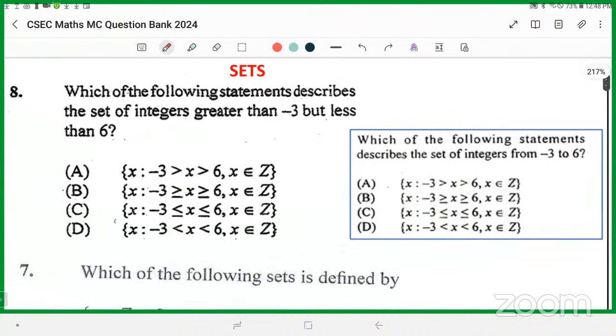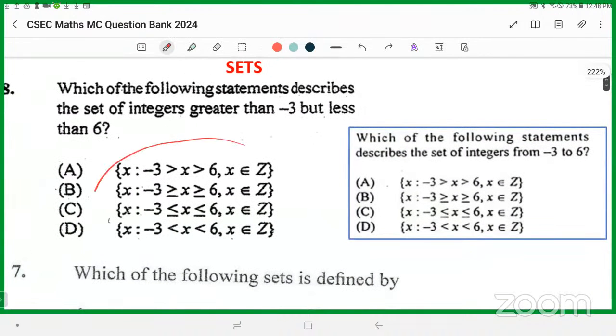So this question is almost the same. Two of them, the one here and the one in the box. This one says the following statements describe the set of integers greater than negative 3 but less than 6. You want x to be greater than negative 3, and at the same time you want x to be less than 6. You can break it this way: negative 3 is less than x.